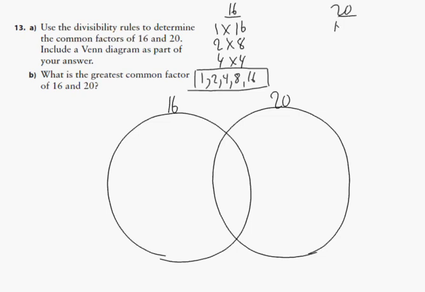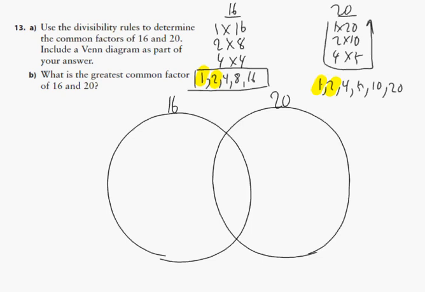For 20, you have 1 times 20, 2 times 10. 3 is not a factor. 4 is a factor, and that's the factors of that. So we have 1, 2, 4, 5, 10, and 20. So if I go and take my highlighter again, the common ones they share are 1, 2, 4, and that is it. So inside here, I'm going to put 1, 2, and 4. 8 and 16 are unique factors to the number 16, and 5, 10, and 20 are unique factors for the number 20.